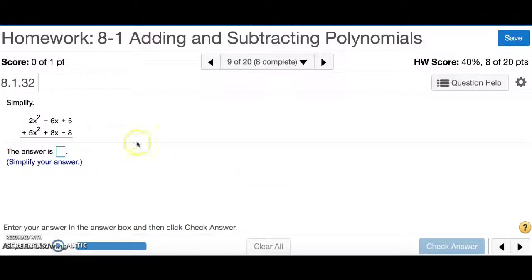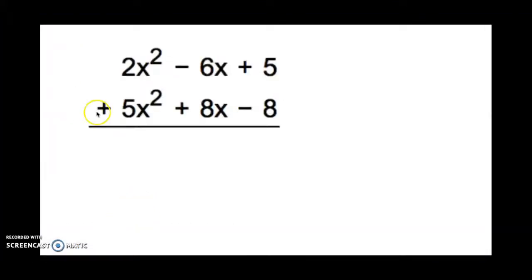It is asking you to simplify, and we are adding these. So let's take a closer look at it. Notice how these are being added to each other, and we have the like terms being over top each other, like the x squared terms here, the x term is here, and the constants are here. So you look at each pair of like terms separately. Looking at the x squared terms, we add them together. We add the numbers in front, so we'll get 7x squared.